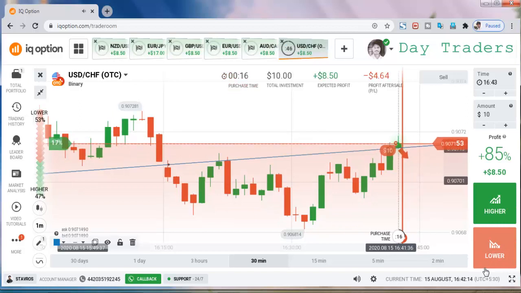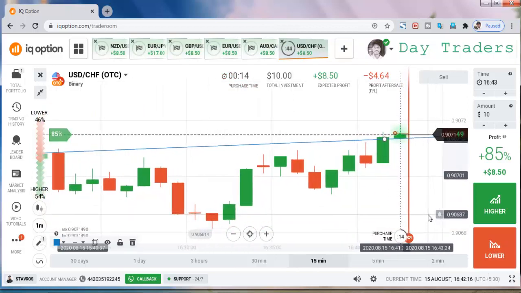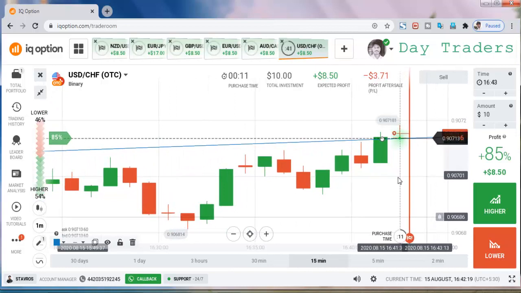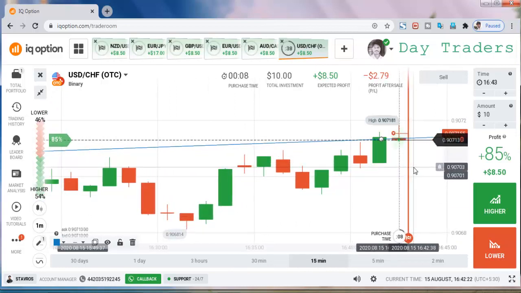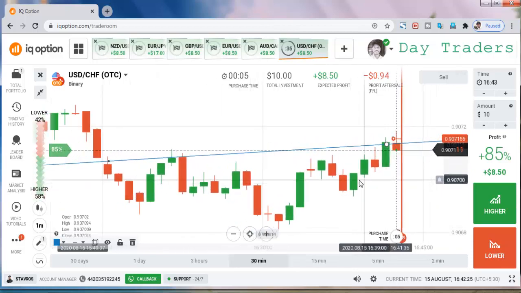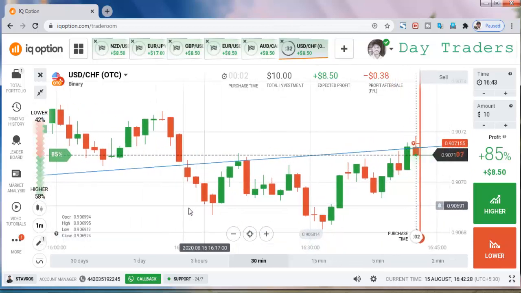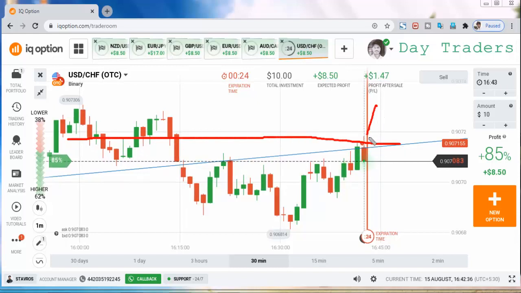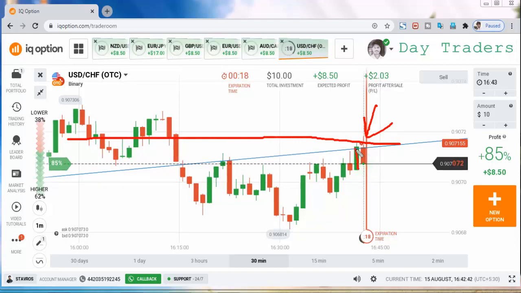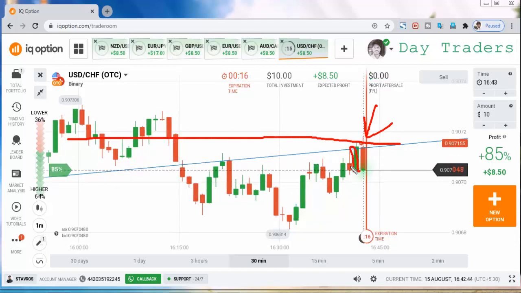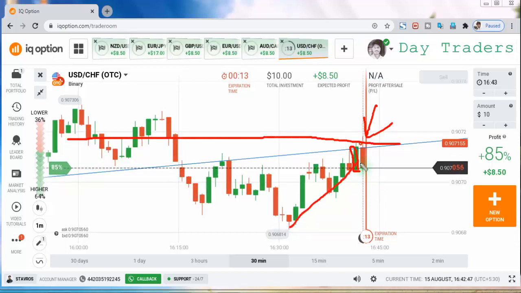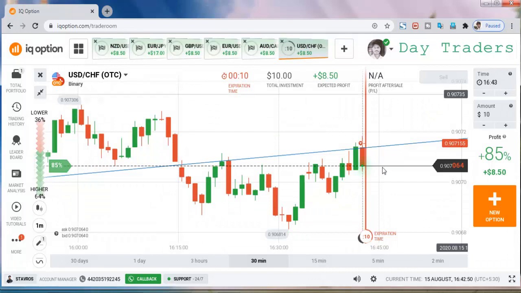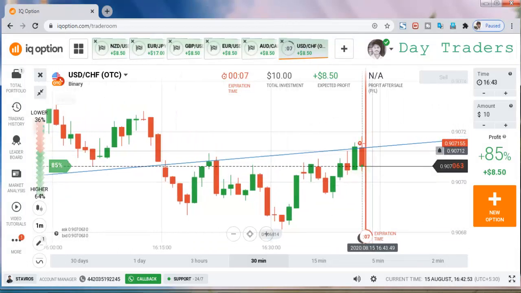Wow. Okay, I will place a lower option. I expect the candle to close as a bearish candle. Why? Because there is some rejection at the level. I saw this level, so that's the reason I will place a lower option. And this is a single candle after the momentum. You can see.